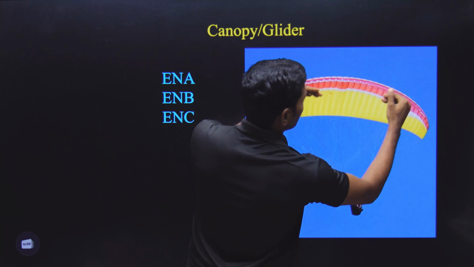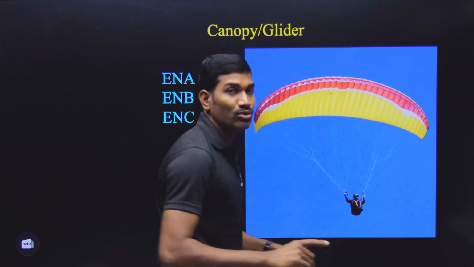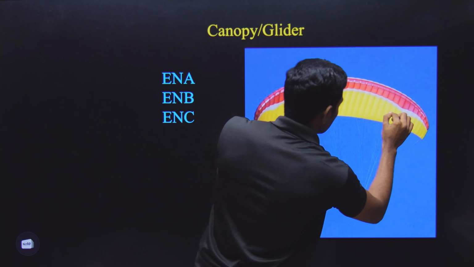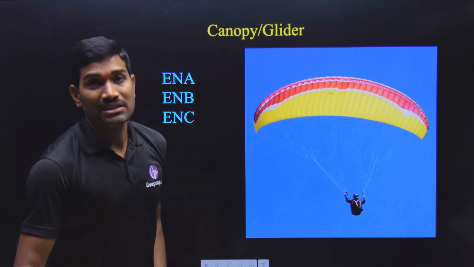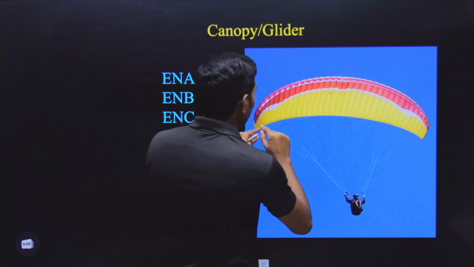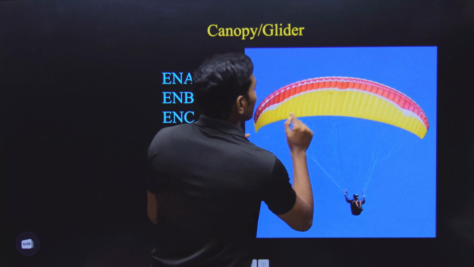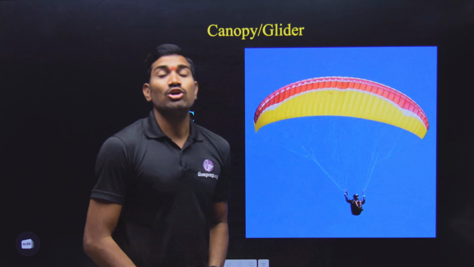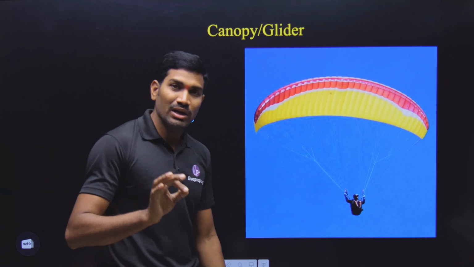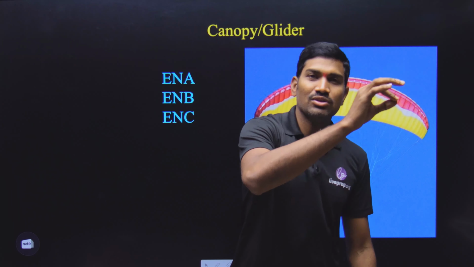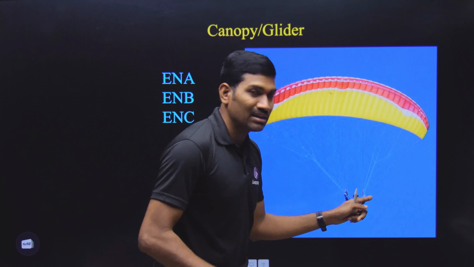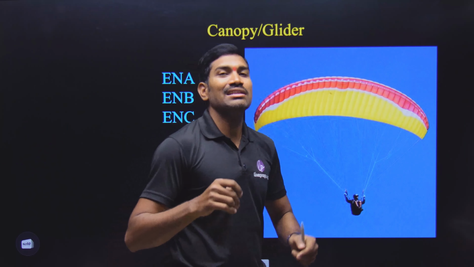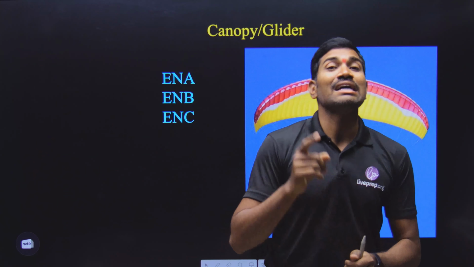Next one. Just behind this, there are some lines. They are connected to B risers. And just behind this, there are some lines. They are connected to C risers. Understood or not? And finally, at the trailing edge, there are some lines. These lines are control lines. All these control lines are finally connected to one particular line, and that line will directly come, and generally that line is attached to the C risers.